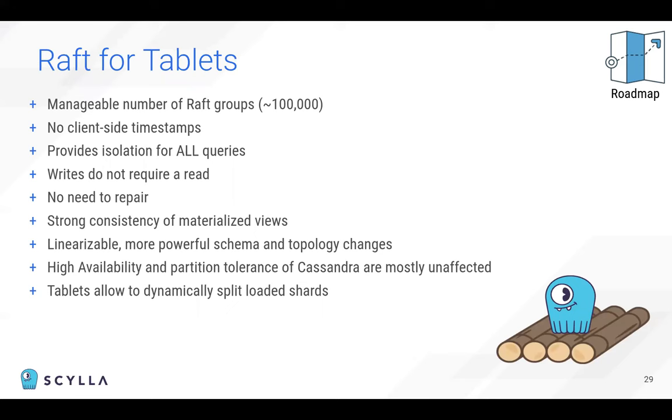This will allow us to replace, for example, lightweight transaction, which is the current mechanism to do transactions in Scylla. It works fine, but it has a lot of redundant messages, so the performance is not as good as we want. With Raft, we will be able to implement lightweight transaction in a much more performant way, and also implement other features like materialized view synchronization using Raft, but that will probably not be available in 5.2, maybe 5.3.